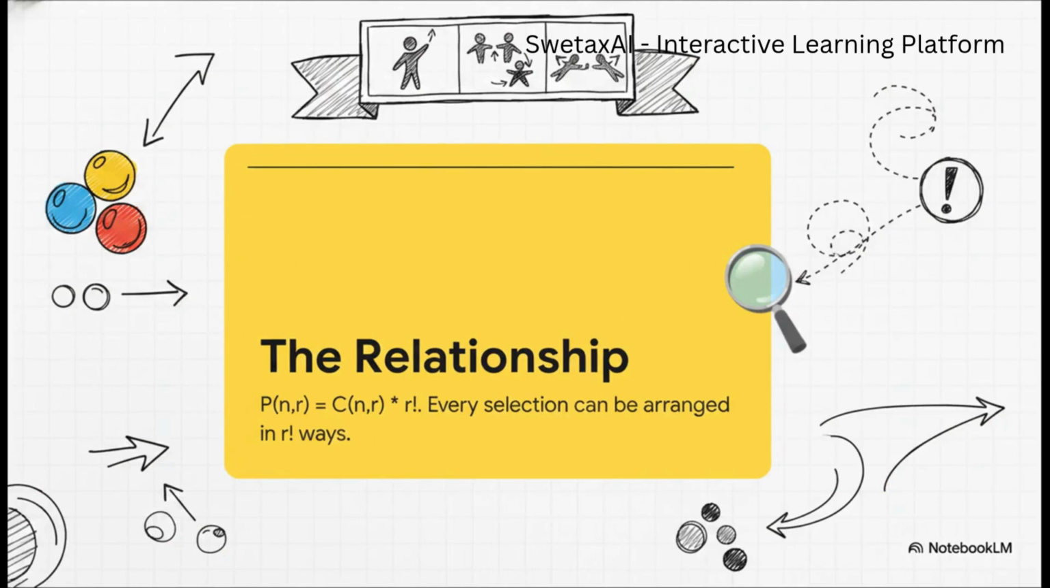Because these two concepts are so closely related, the math beautifully ties them together. The number of permutations is quite literally just the number of combinations multiplied by r factorial. In plain English, first you use a combination to select your simple group, and then you multiply by r factorial to find all the different ways you can arrange that specific group. Every single simple selection can be independently arranged in r factorial ways. It's like a giant, elegant puzzle coming together.